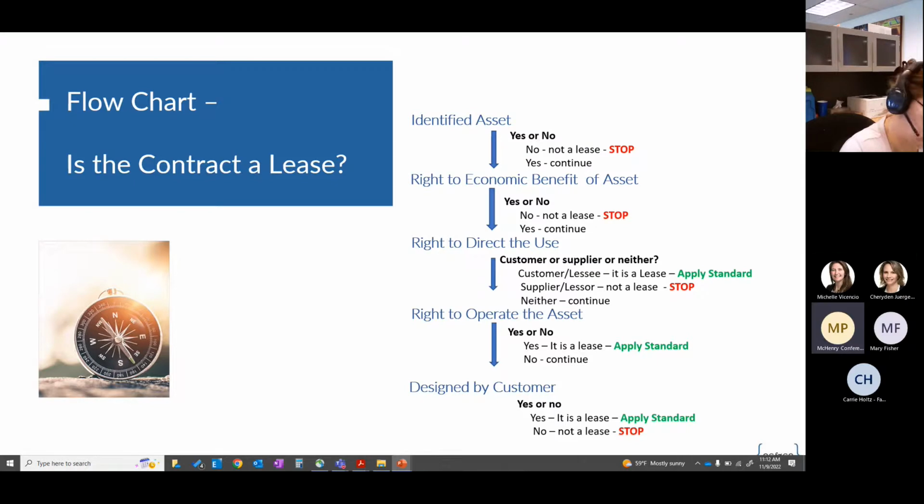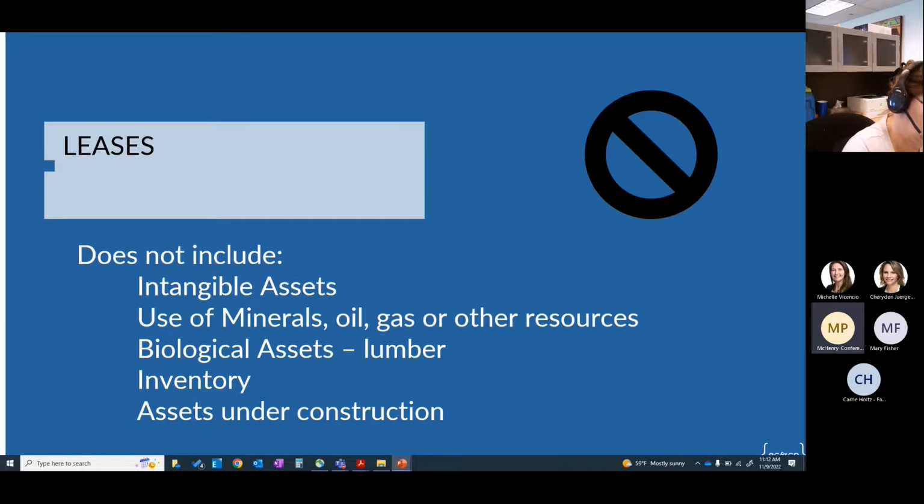And then we will go to just a couple things that would not be included, and Michelle will go through these. So when you have that lease, you can look and see it does not include items that are for intangible assets. So if you have goodwill or patents or trademarks, that is not going to be included in this standard. Also, the use of minerals, oils, gas, any biological assets such as lumber, your inventory, and then assets under construction. So if you are building something or you're working with somebody to have something built, that is not going to be included within the definition of what these leases are for.